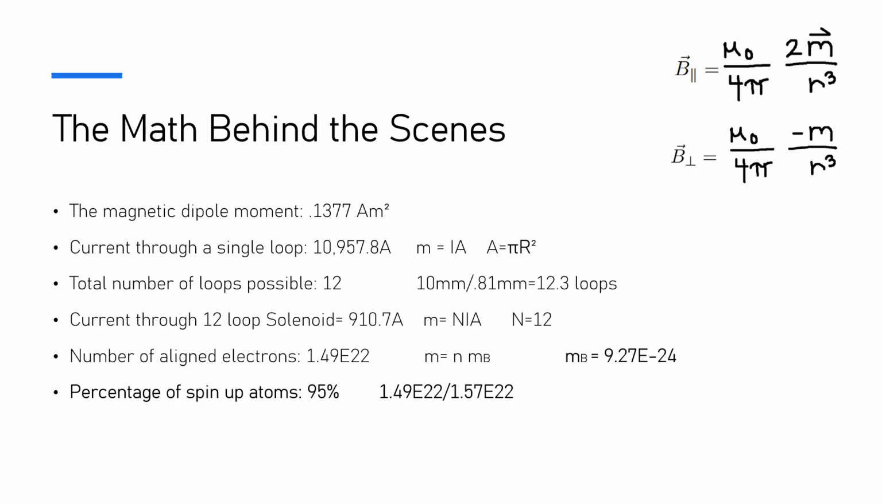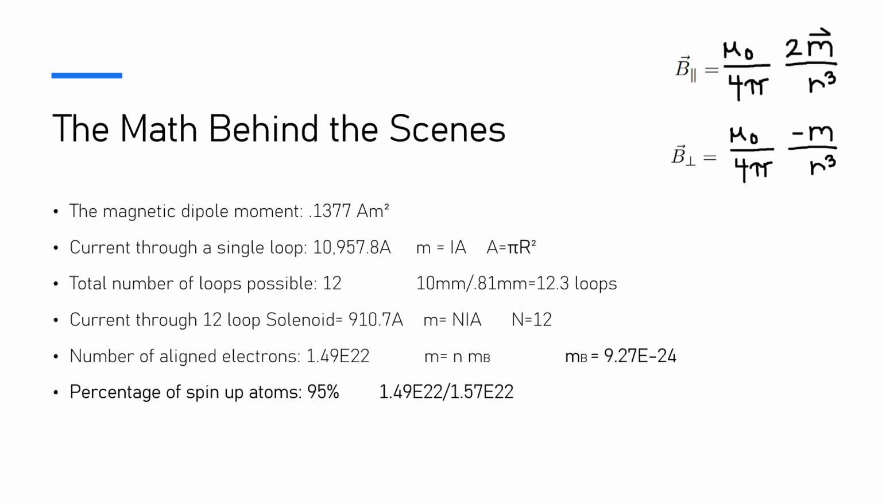If we were to have a current run through a single loop to have a similar magnetic dipole moment, it would have to be 10,957.A amperes. And to wrap a 20 gauge wire around the magnet, we would only be able to complete 12 loops. So to create a solenoid of similar magnetic field, we would have to run 910.7 amperes.